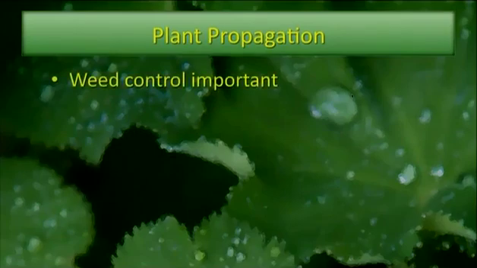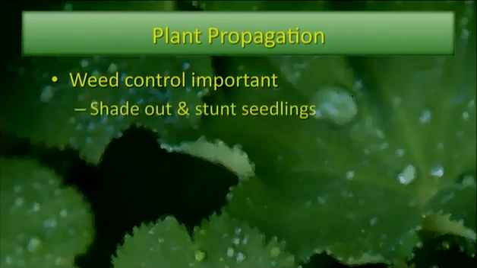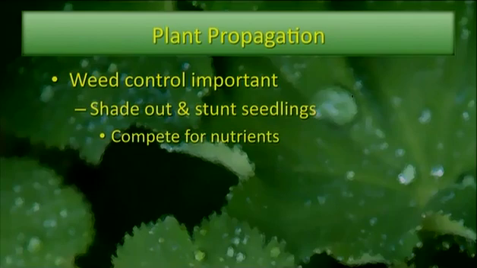So when you do plant propagation, of course, weed control is important. Because weeds can grow really fast, and they can shade out and stunt seedlings. And they compete for nutrients with the seedlings. So people need to weed or hoe, with a hoe, and also with a weeder sometimes, depending on how big your bed is or how big the area you're weeding is.